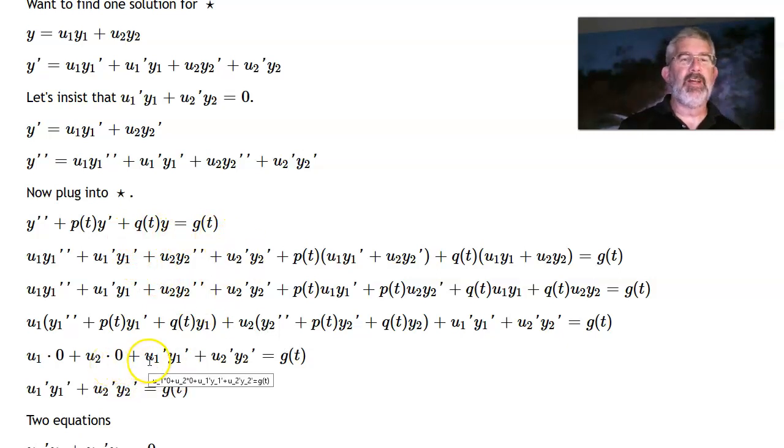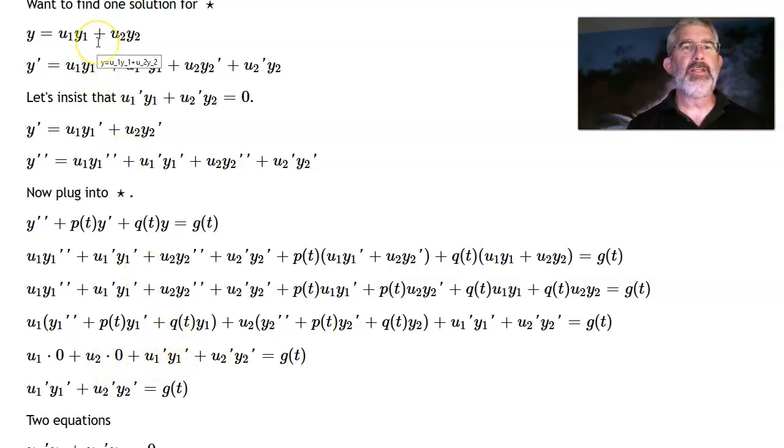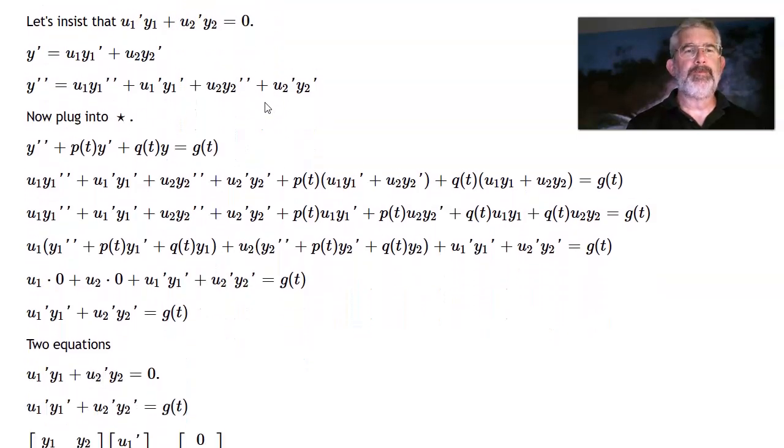So what this gives us is that if this y, as described here, is a solution to this non-homogeneous equation, then it must be that u1 prime y1 prime plus u2 prime y2 prime is equal to g of t. Okay. Now, there's actually two equations that we have because we made the assumption earlier for simplification reasons that we wanted u1 prime y1 plus u2 prime y2 to equal 0. So put those next to each other.